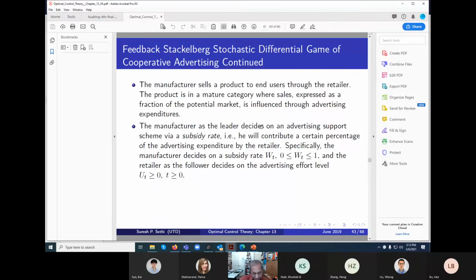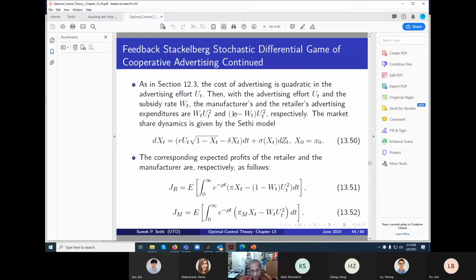Okay. So now we are going to describe how we play this game and how we solve this game. Okay. So first we have the Stackelberg problem. We have the dynamics and we have the objective function. Now let's see what we do.